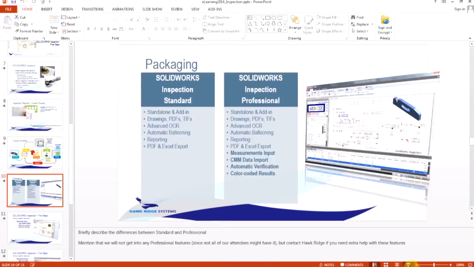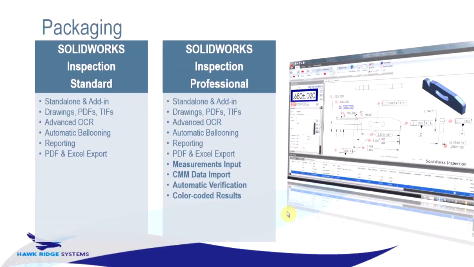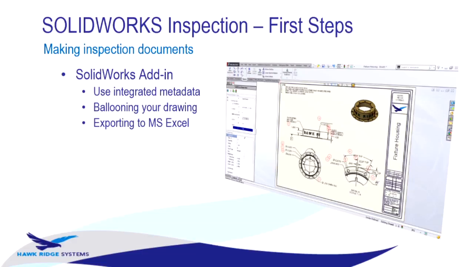Okay, so let's take a look. So here again we have SOLIDWORKS Inspection Standard and Inspection Professional. And the main thing again with Inspection Professional, CMM data input, it's extra measurement input. Today I'll just be covering the SOLIDWORKS Inspection Standard so that we include everybody in this e-learning. So let's go back to the SOLIDWORKS add-in and then go through in a much slower click-by-click fashion and also tell you a few things to think about as you're creating these inspection documents.